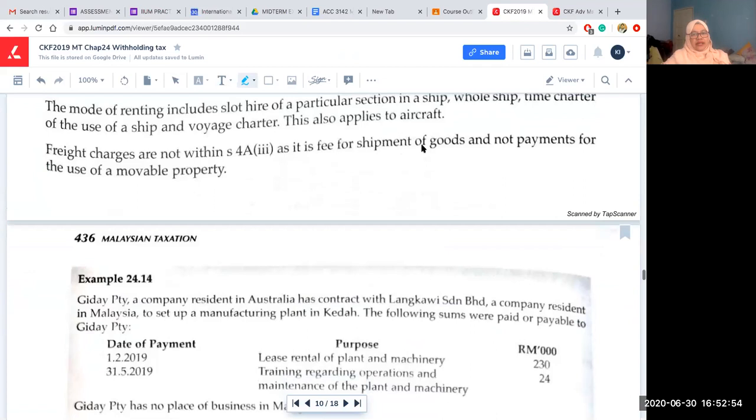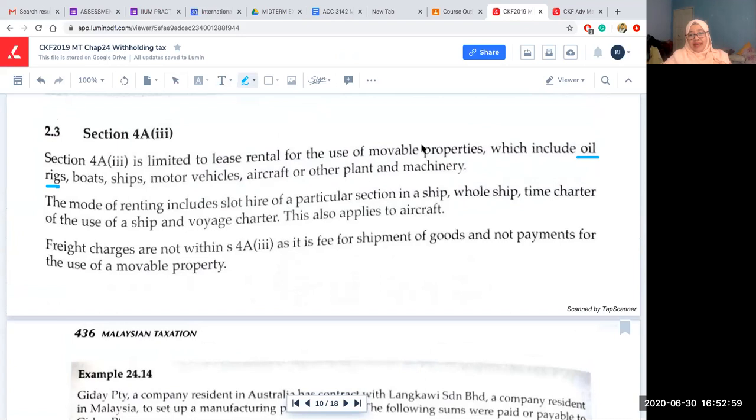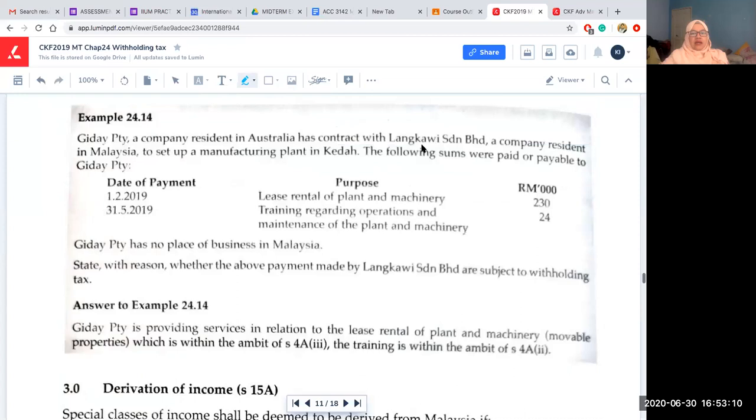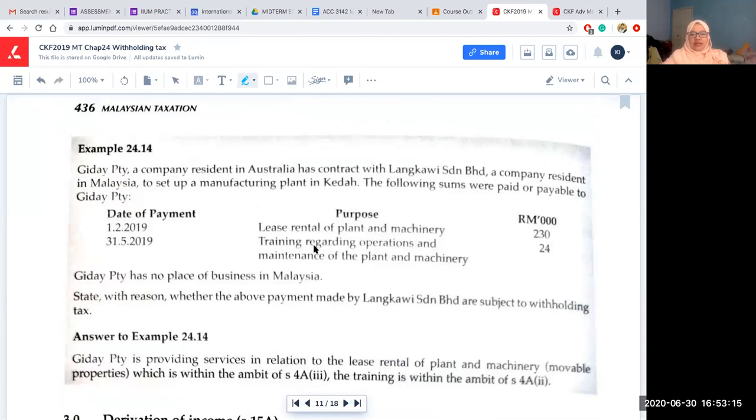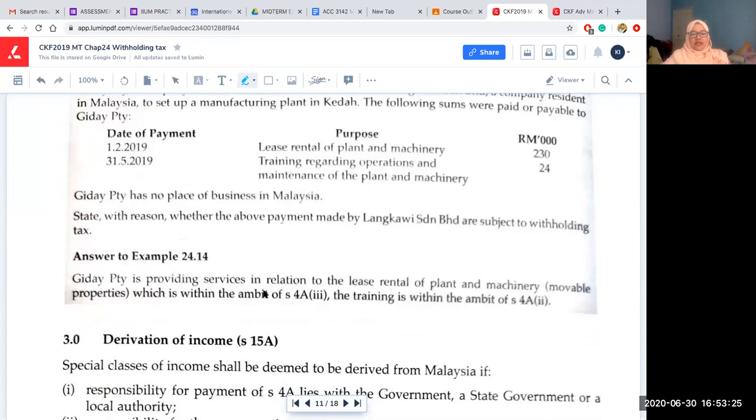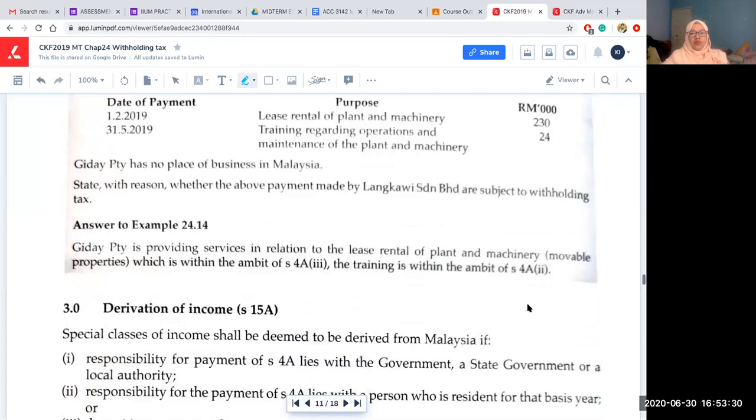Katalah you are the small aircraft company, but you do not own the aircraft. The aircraft you lease rental from another company, and that company is a non-Malaysian or non-resident. Yeah, so then you have to withhold tax. Okay. So example here, you tengok, I'm a lease rental of plant, 230. So lease rental of plant machinery, you kena ada 30, part 3 tadi lah, right? Training, right? Then all this is 10% lah. GIDE is providing services in addition to the lease rental with the MB 4A3, the training is 4A. So both payment is subject to withholding tax.